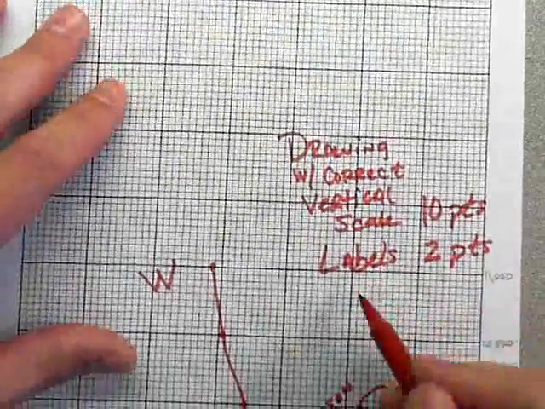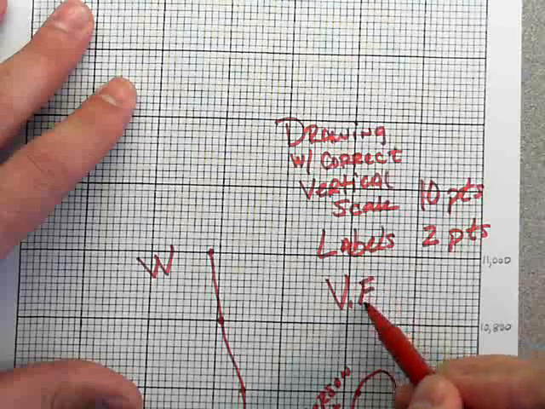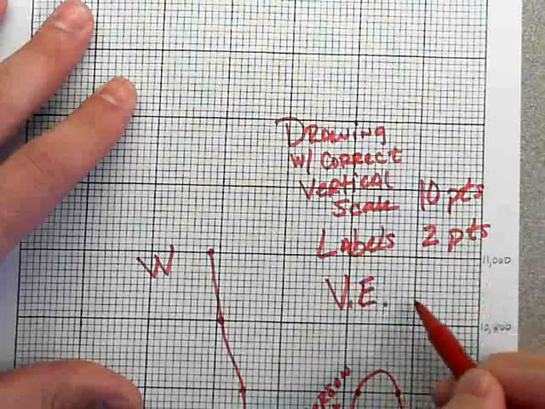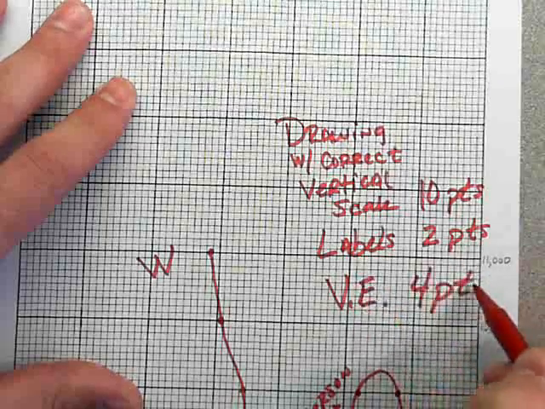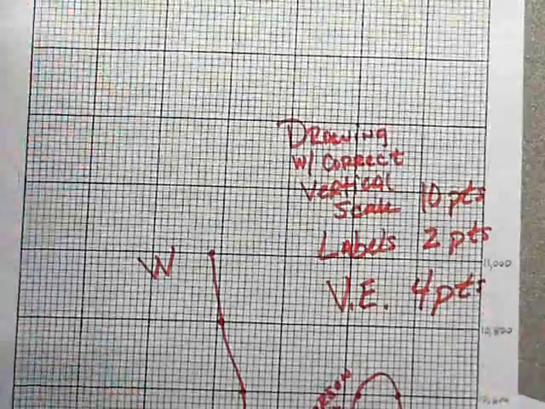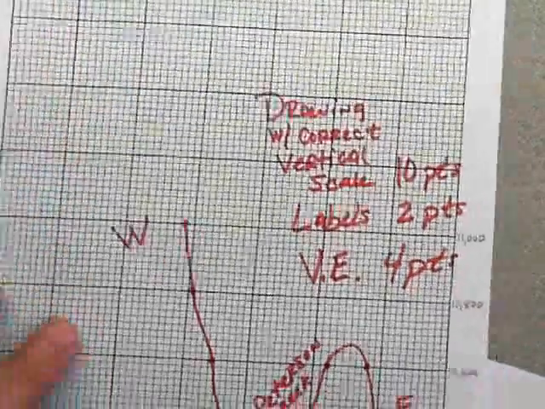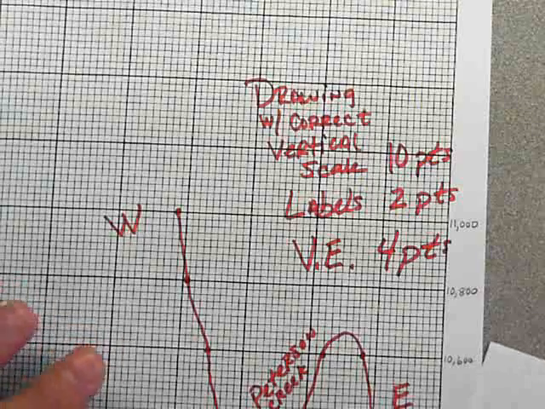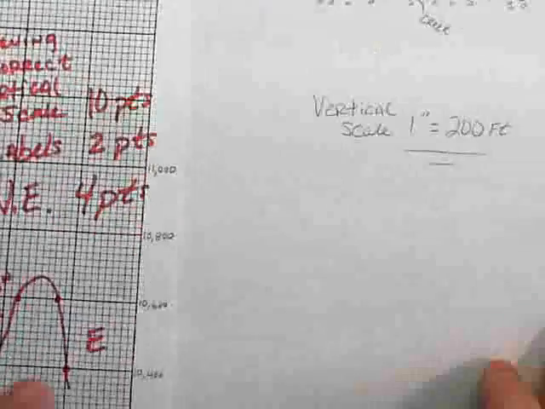And then the last thing we have to do is the vertical exaggeration. I just abbreviate that VE. That's going to be worth 4 points, and this is a calculation that you have to do, and you have to show it. All right, so let's go ahead and work out that vertical exaggeration for the last remaining 4 points for this 16-point question.